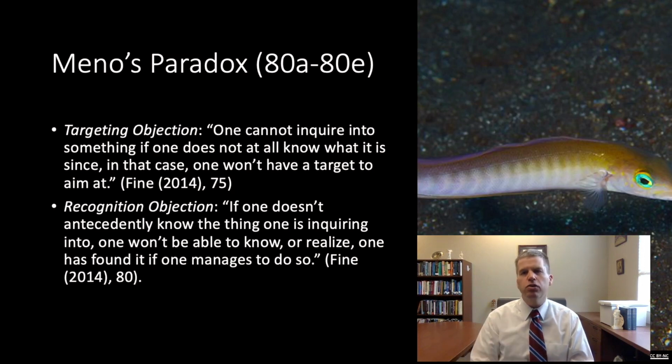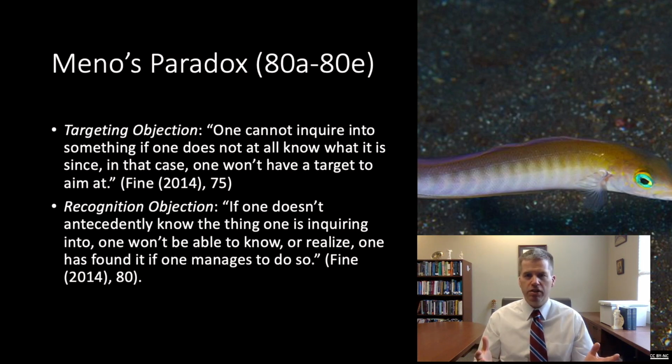Here I want to look at two aspects of the paradox that are highlighted by an article by Gail Fine. I have references at the end of this presentation that you can follow up on if you're interested in exploring more of Meno's paradox. It's an excellent paradox to continue to think about, to write about. So Fine distinguishes between two aspects of the paradox. There's the targeting objection, which he says: one cannot inquire into something if one does not know at all what it is, since in that case one won't have a target to aim at.